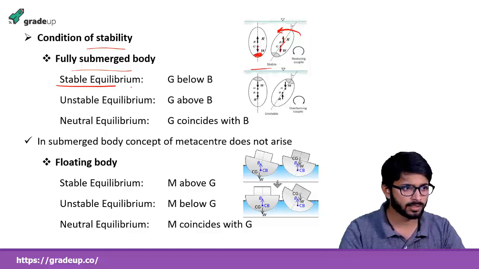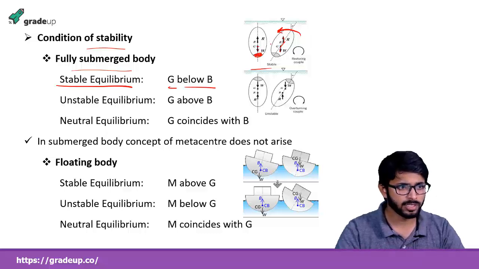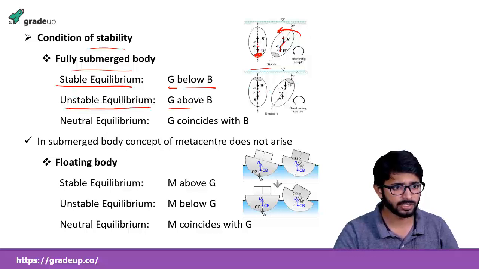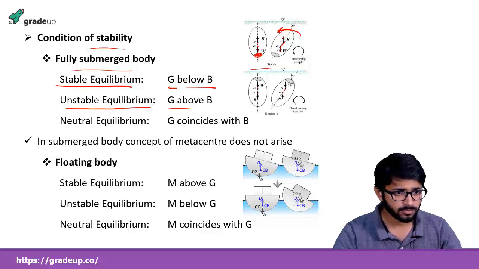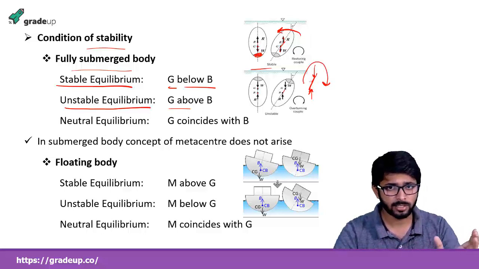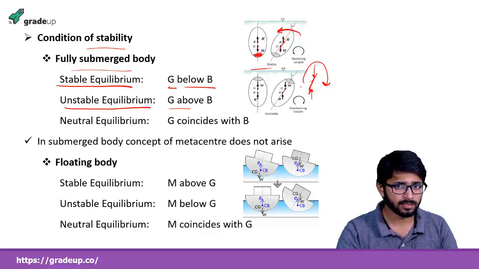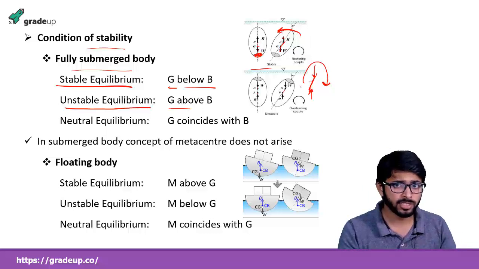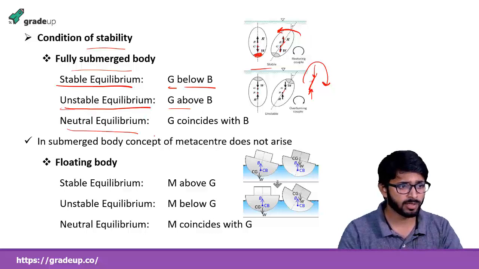This is known as the stable condition, when the center of gravity lies below the center of buoyancy. If the center of gravity lies above the center of buoyancy, here the center of buoyancy lies below the center of gravity. If we give a little angular displacement, this couple will try to move the body in the clockwise direction, and this is the overturning couple. Due to this couple, the body will keep turning in the clockwise direction and will not come back to the original position. So this is the unstable equilibrium. And neutral equilibrium is when the center of gravity coincides with the center of buoyancy.